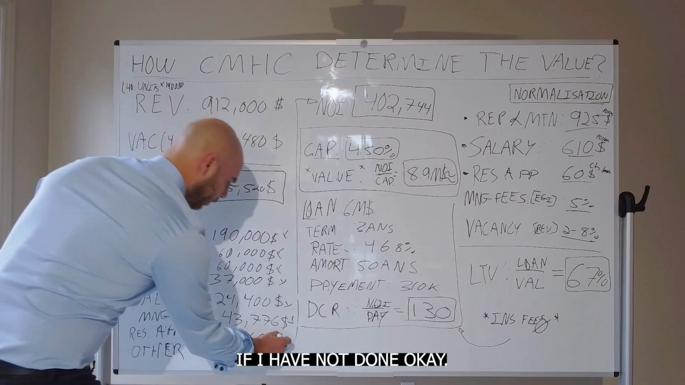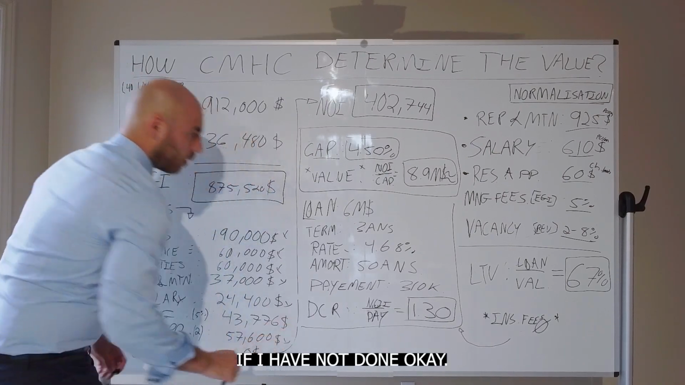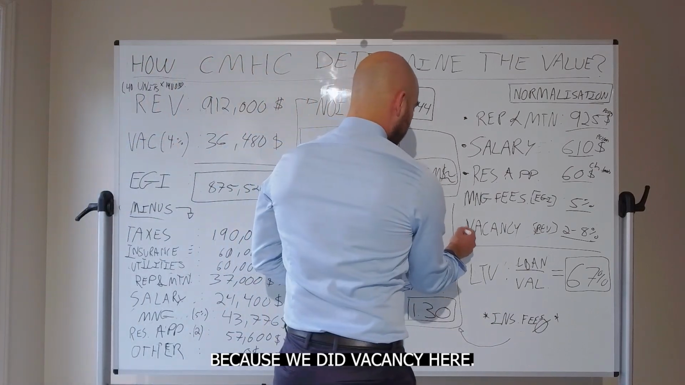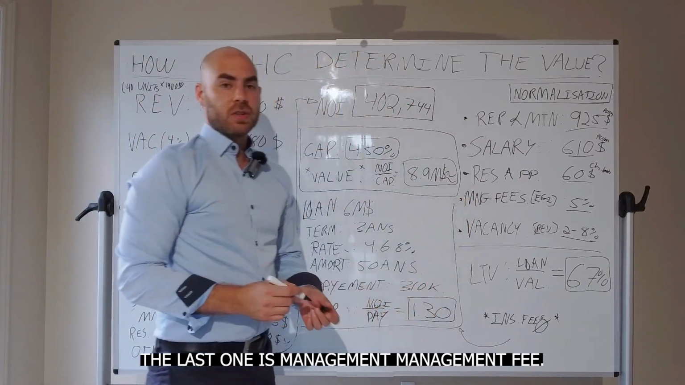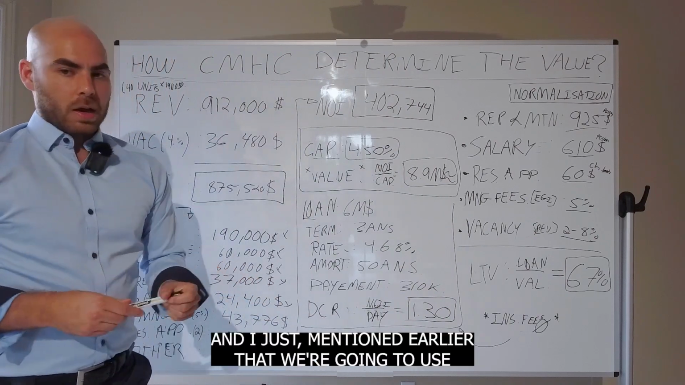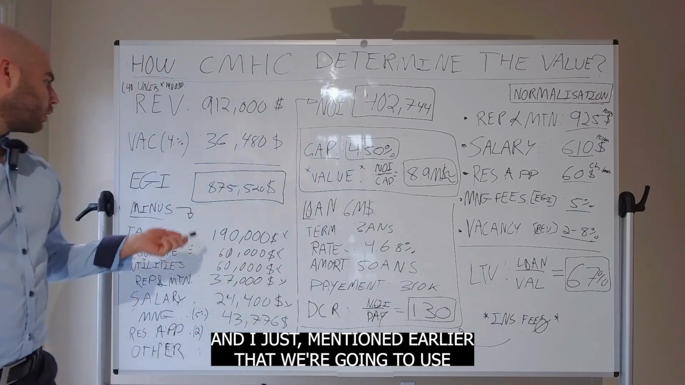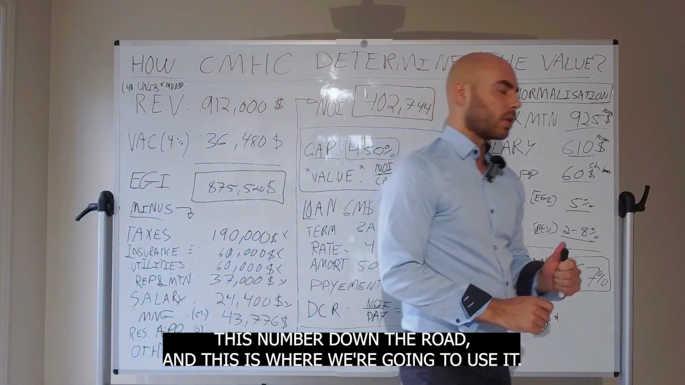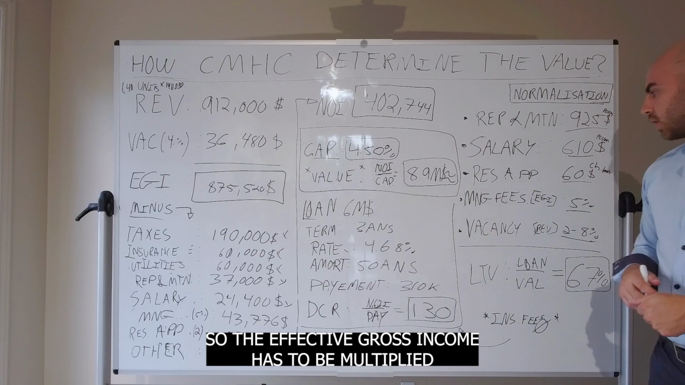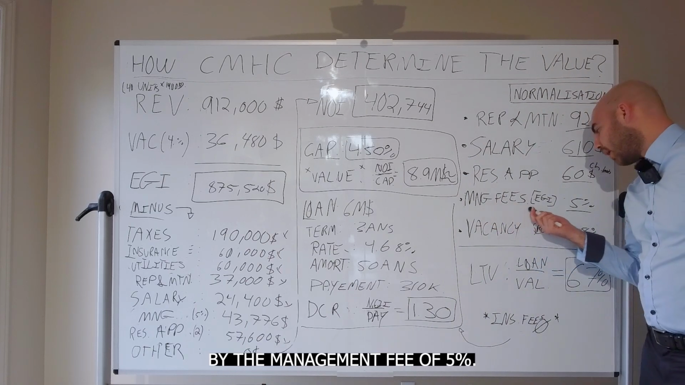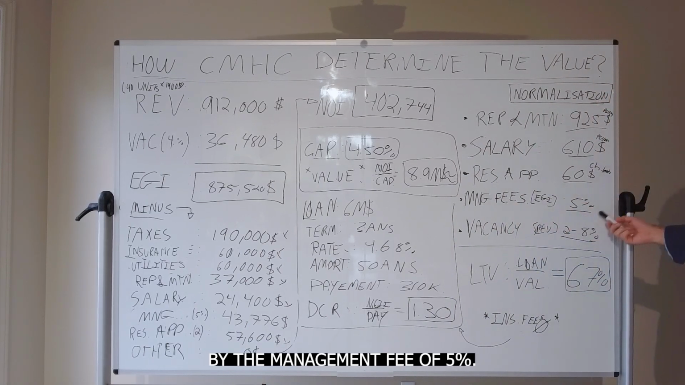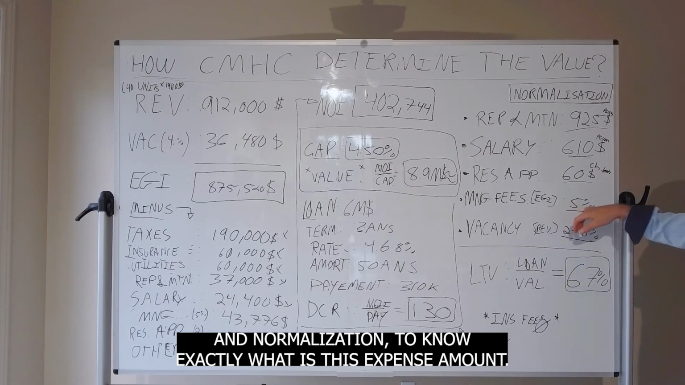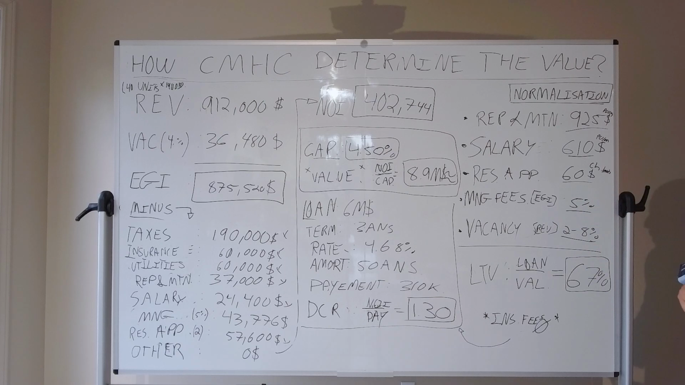Oh, management fee I have not done, okay. And the last one, because we did vacancy here, the last one is management fee, okay? And I just mentioned earlier that we're gonna use this number down the road, and this is where we're gonna use it. So the effective gross income has to be multiplied by the management fee of 5% in normalization to know exactly what this expense amount is.